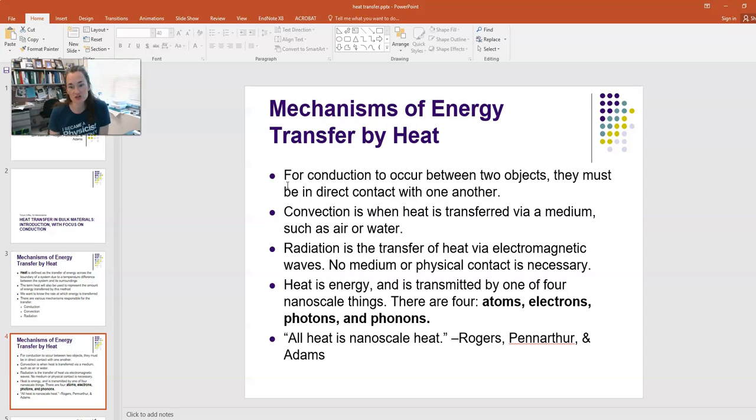So heat is energy transfer, and how this energy is transferred is accomplished by one of 4 nanoscale things. Okay, so those 4 things are atoms, electrons, photons, which are particles of light, and phonons. Okay, phonons, or little sound waves. Okay, phonons are sound waves. So in that sense, all heat is nanoscale heat, right? Because it needs nanoscale things in order to do the heat transfer.